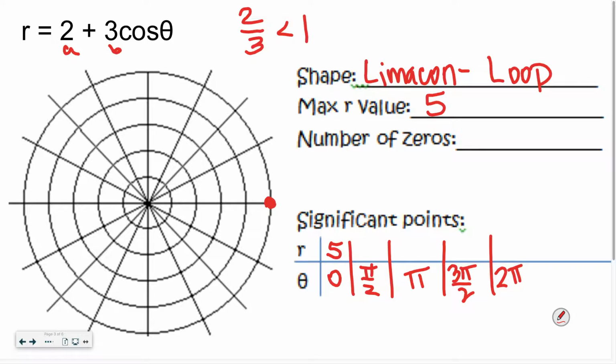Pi over 2. What is the cosine of pi over 2? 0. So we have 2 plus 3 times 0. So at pi over 2, we're going to move out 2. Then we move on to pi. What's the cosine of pi? Negative 1. So we have 2 plus 3 times negative 1.